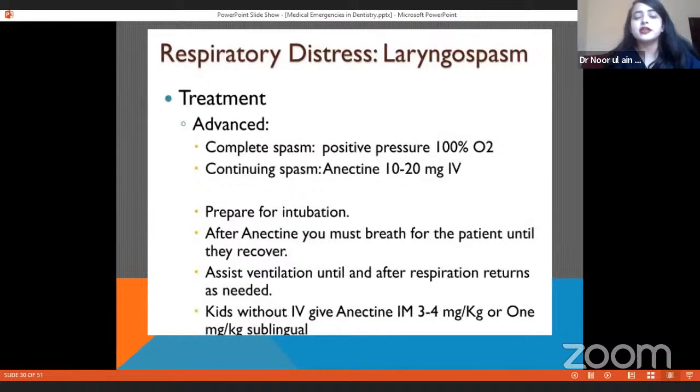So the treatment in advanced stages for respiratory distress laryngospasm is, for complete spasm, positive pressure of 100% oxygen is given, and in continuing spasm, succinylcholine 10 to 20 milligram IV is given. So prepare for the intubation. After intubating, you must breathe for the patient until they recover, assist the ventilation until spontaneous respiration returns as needed. Kids without IV, give succinylcholine, that is IM 3 to 4 milligram per kg or 1 milligram per kg sublingual.